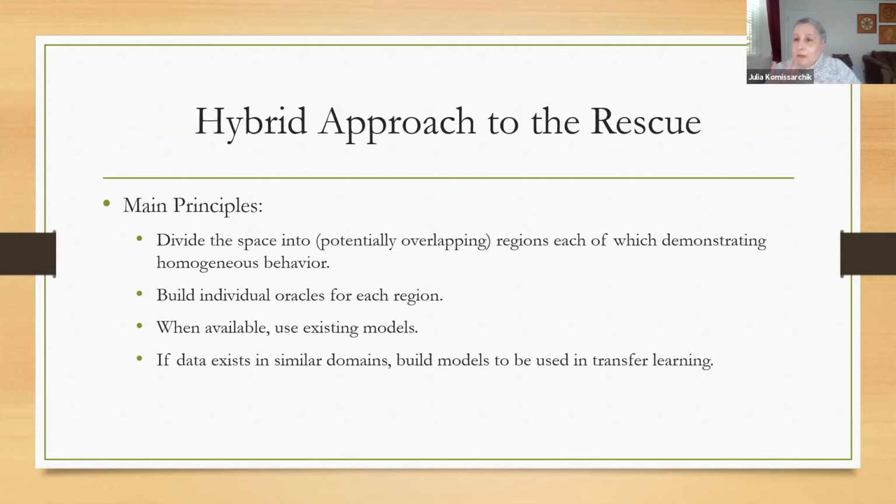Let me give you an example: name recognition. NER is a well-known problem, right? There are several solutions, none of them is perfect, but it's getting us closer to the goal. So that would be an example of when available, use existing models. And then combine results of individual oracles on overlapping regions.